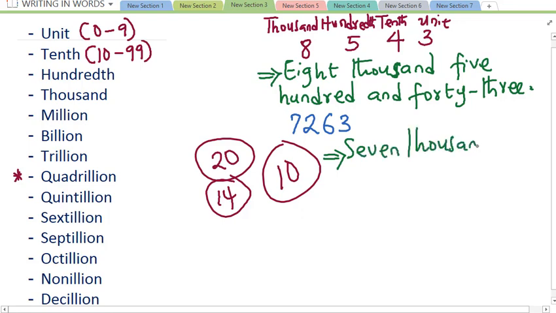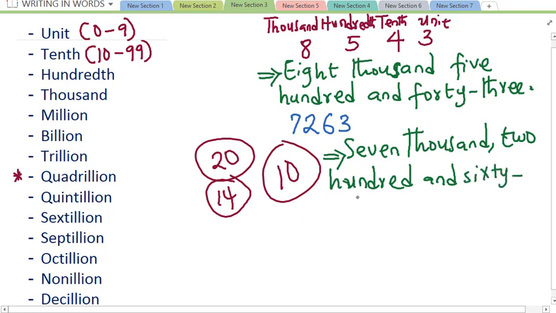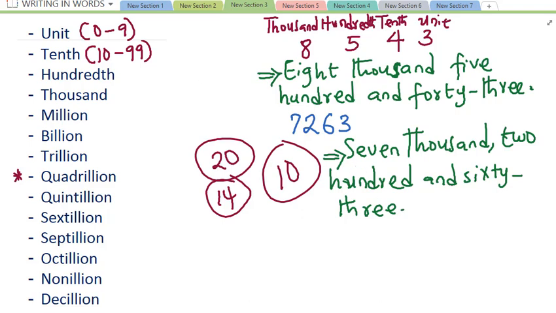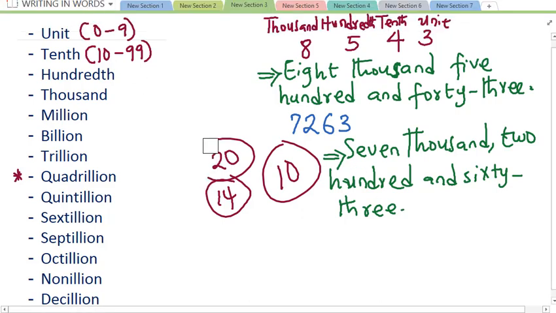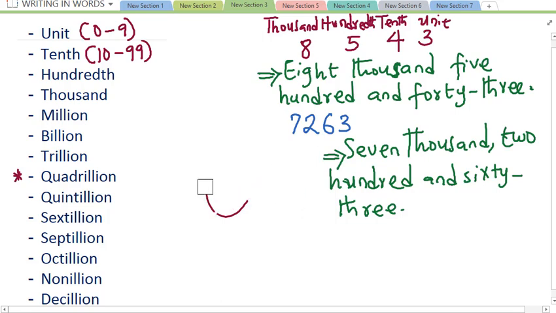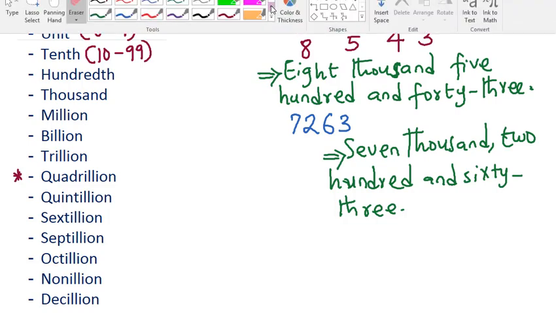7,000, 200 and 63. Hope this is making sense to you. So let's keep approaching more numbers.